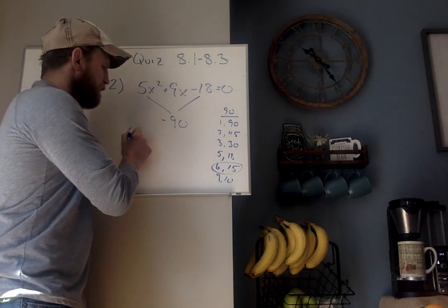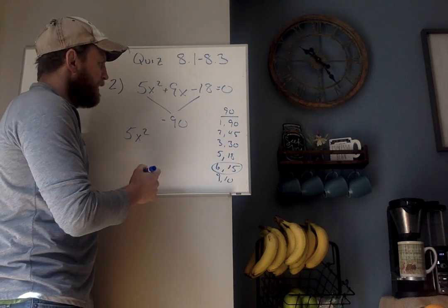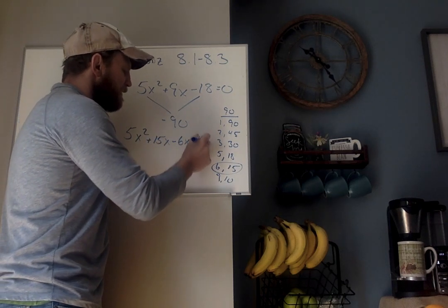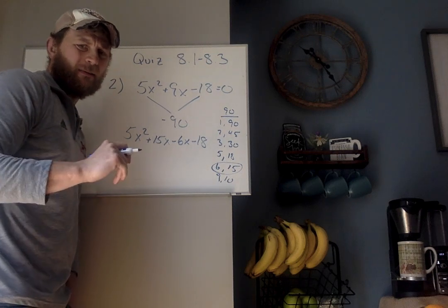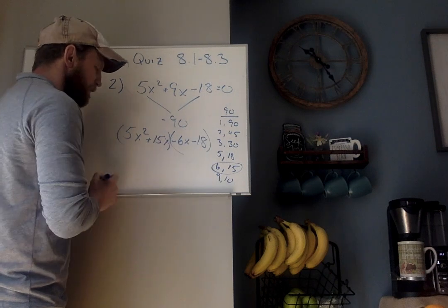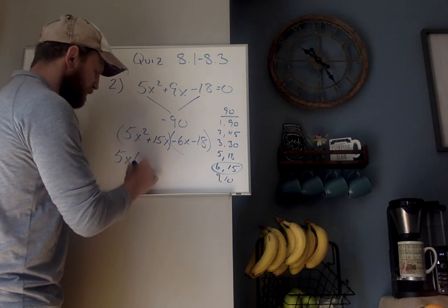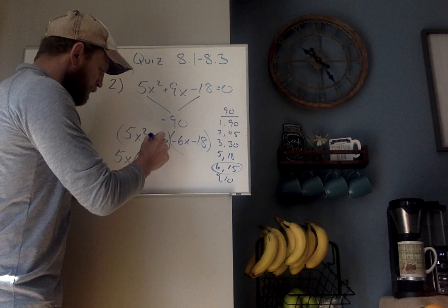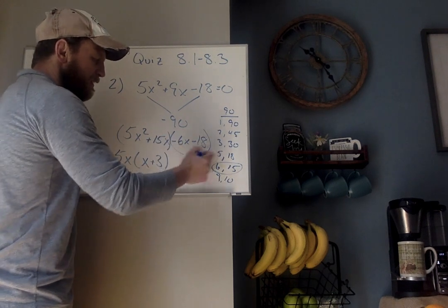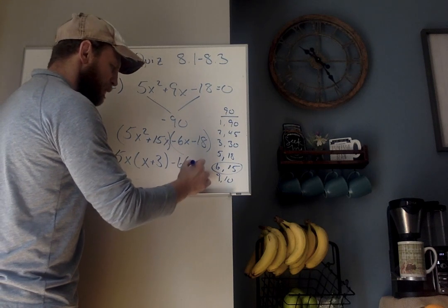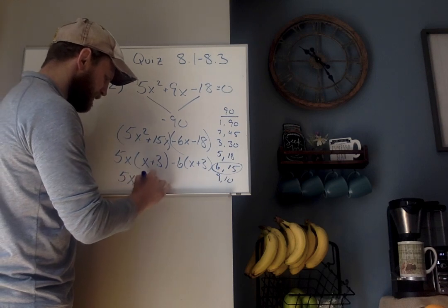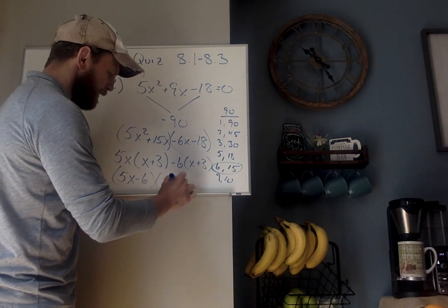So I'm going to write 5x squared plus 15x minus 6x minus 18. I rotated them around a little bit to make my factoring life a little easier. Remember, I'm going to break it up in the front and the back so I can pull out a 5x. That leaves me with x plus 3. And here, I'm going to take out a negative 6, which leaves me with an x plus 3 as well. So my answer is going to be 5x minus 6 times x plus 3.